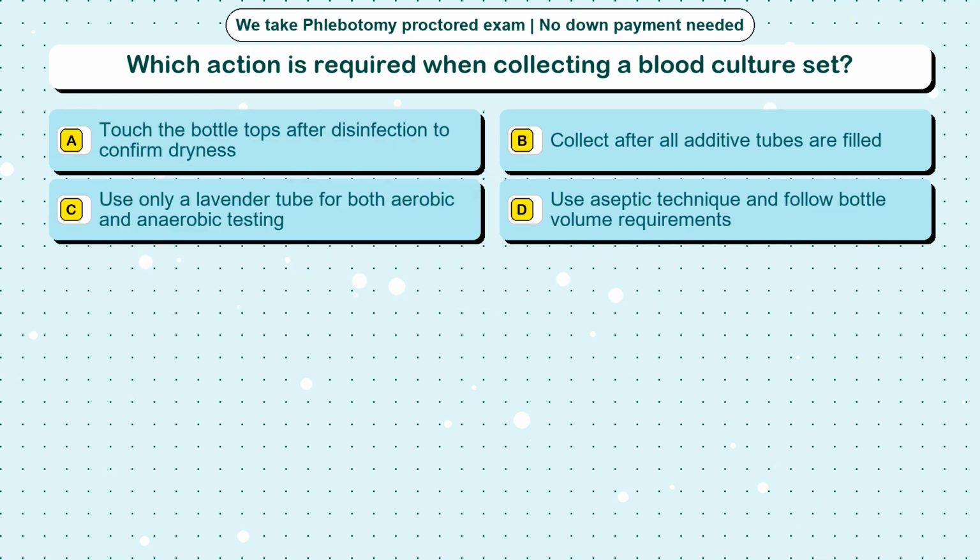Question 35. Which action is required when collecting a blood culture set? Option A, touch the bottle tops after disinfection to confirm dryness. Option B, collect after all additive tubes are filled. Option C, use only a lavender tube for both aerobic and anaerobic testing. Option D, use aseptic technique and follow bottle volume requirements.